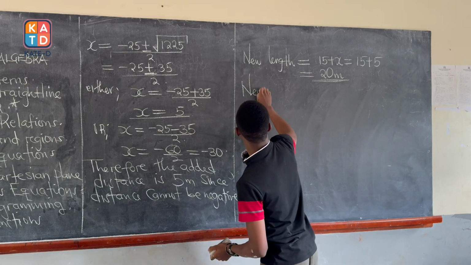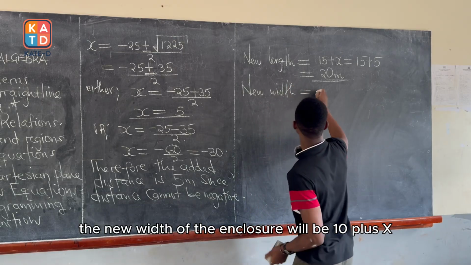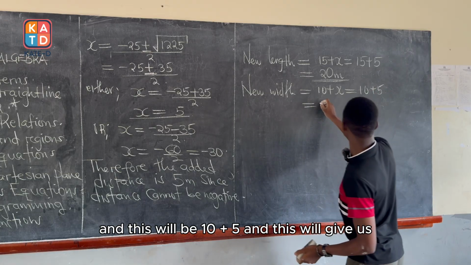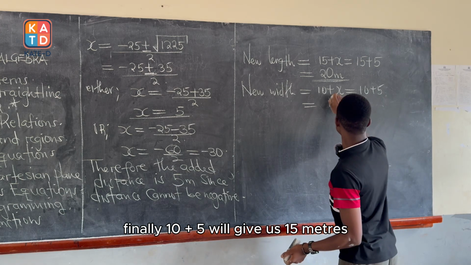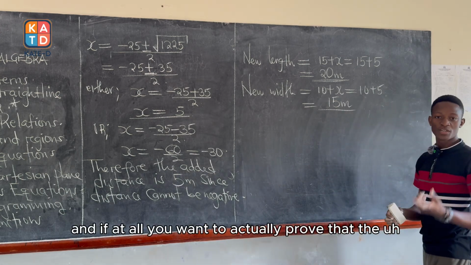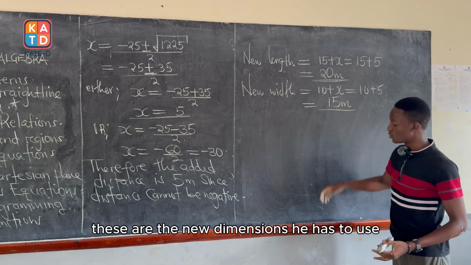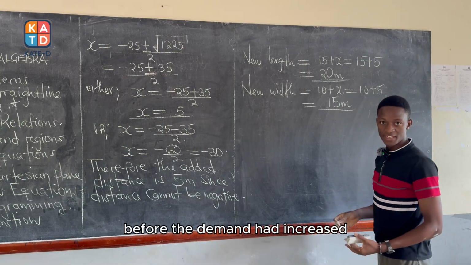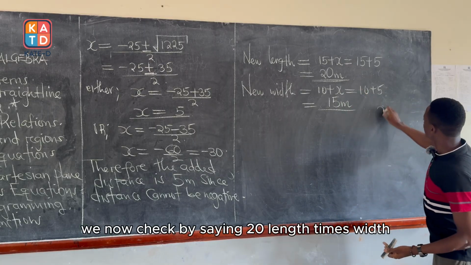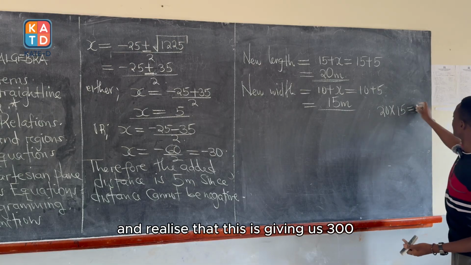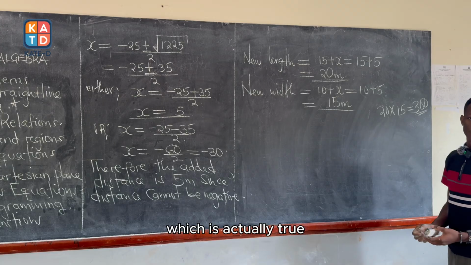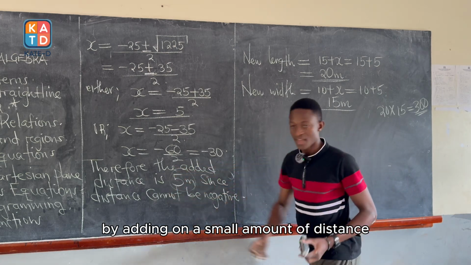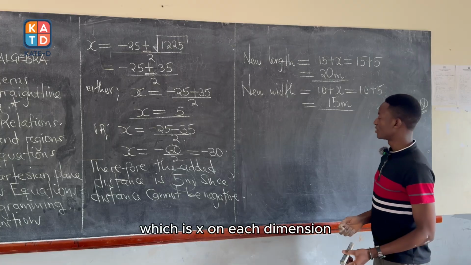Then the new width of the enclosure will be 10 plus x, and this will be 10 plus 5, and this will give us finally 15 meters. And if we want to prove that these are the new dimensions he has to use in order to generate a new area that doubles the original area that he had in the beginning before the demand had increased, we now check by saying 20 length times 15 width, and realize that this is giving us 300, which is actually true, that this is the actual area that he has to generate by adding on a small amount of distance, which is x on each dimension.